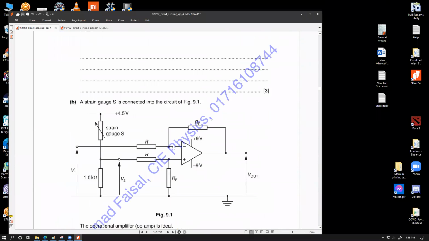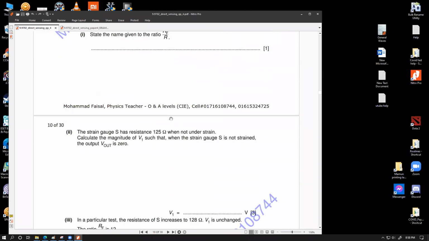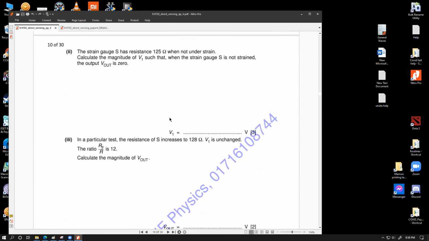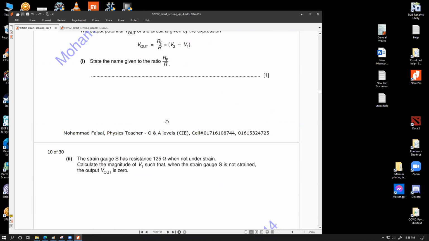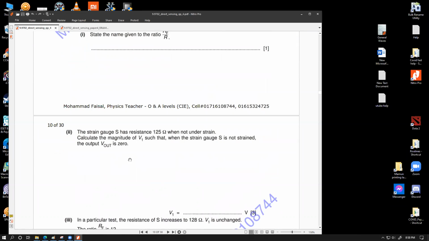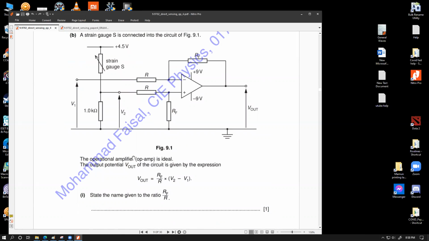So we have a strain gauge which is fed by two circuits. The equation is given. In part B2, I'm stuck. Sure, I'll help. Let's first understand the circuit. We have a strain gauge connected in series with the 1 kilo ohm resistor to the ground. The in-between voltage is fed as V2, which is our V plus, the non-inverting input, and V1 is the other voltage, fed into the inverting input. The equation is already given.